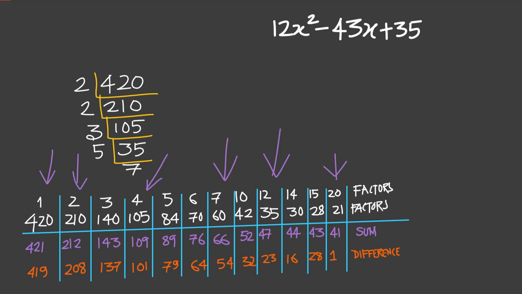So what was the first rule? This plus 35 tells us that both numbers have to be the same sign, both negative or both positive. Now this negative sign tells us that the numerically bigger number is negative. That means both cannot be positive, both have to be negative. So both are negative numbers, and they have to sum up to make 43.